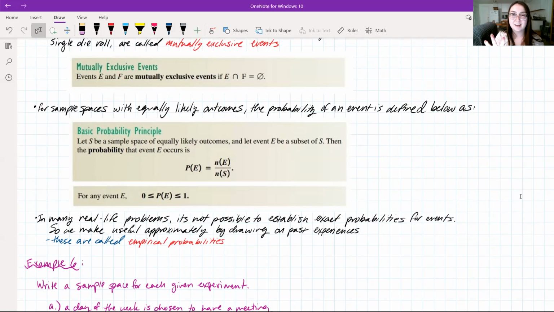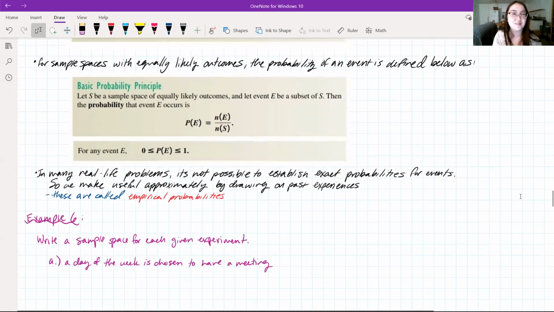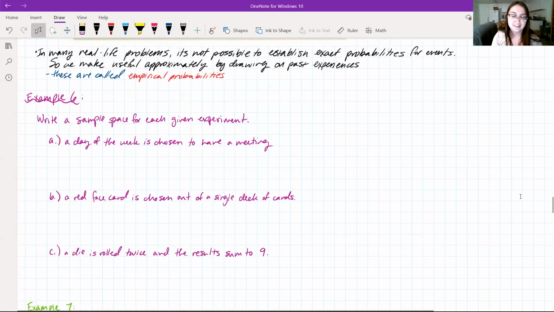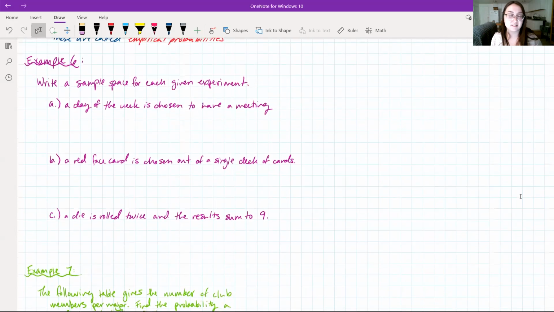All right, so that was a lot of information, but let's move on to our example 6 so you can put some of this in practice. For example 6, all we want to do is write a sample space for each given experiment. For part A, we want to write a sample space for a day of the week is chosen to have a meeting. Now we know we can choose any day of the week. So our outcomes are going to be each day of the week.